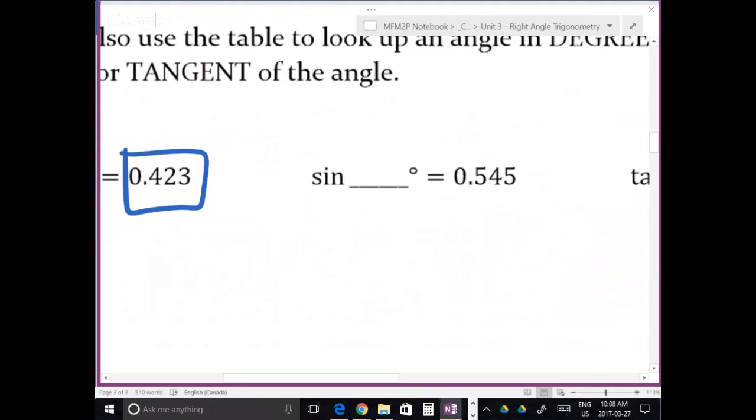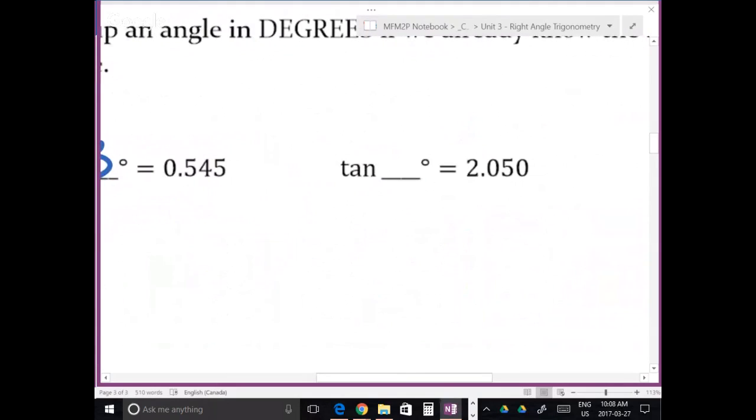Oh, I'm sorry. All right. What angle gives us a sine of 0.545? What did we find? 33 degrees. Good. And what angle gives us a tangent of 2.050? 64? Good job.